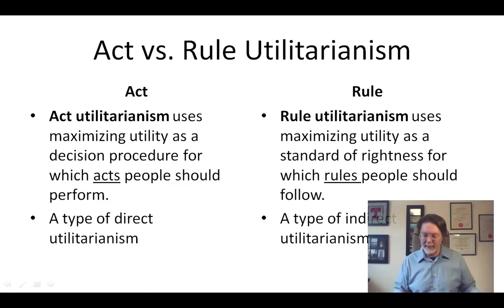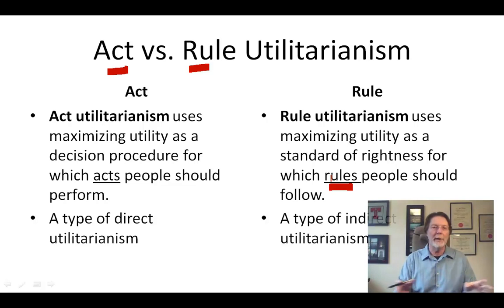The easiest examples of indirect utilitarianism are act and rule utilitarianism. Act utilitarianism uses maximizing utility as a decision procedure for acts, and rule utilitarianism uses maximizing utility as a standard of rightness for rules. Okay, rule: keep off the grass. Maybe that works better than for everybody to do a little cost-benefit analysis of their individual crossing of the grass.